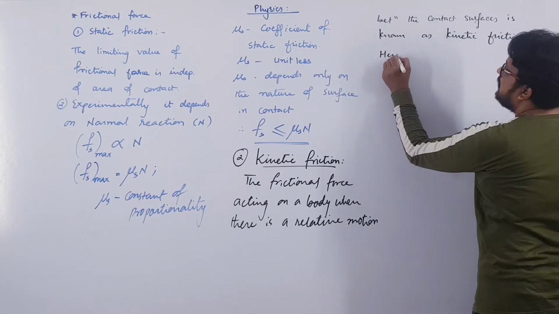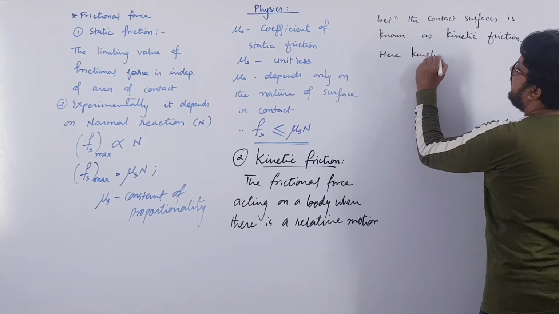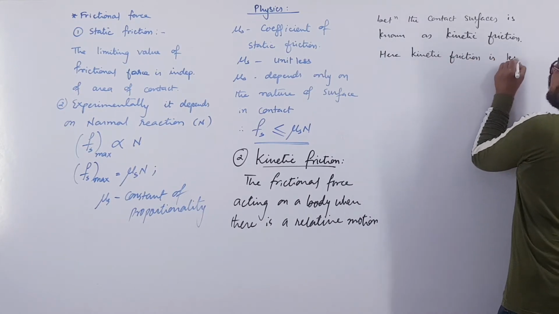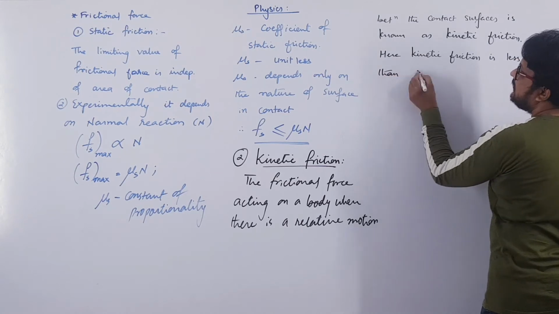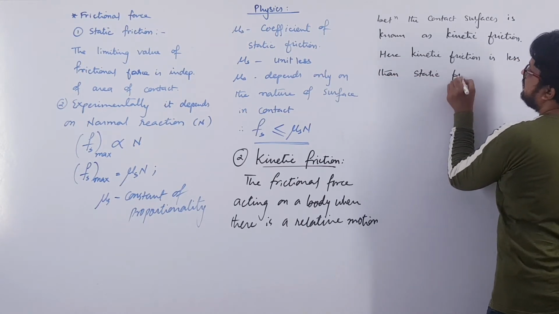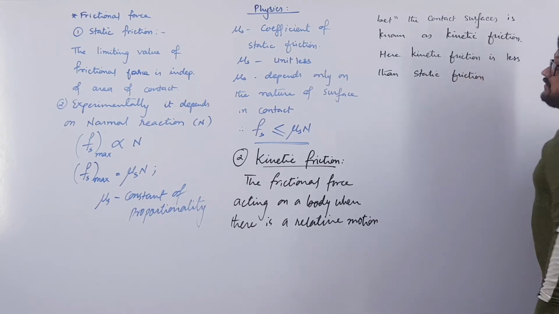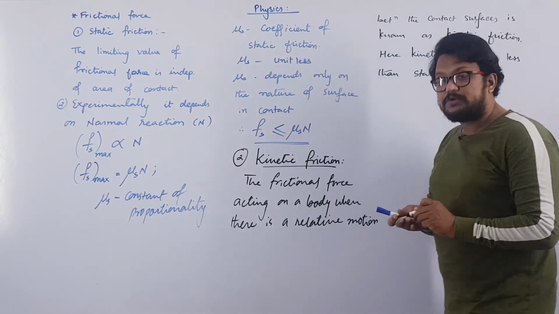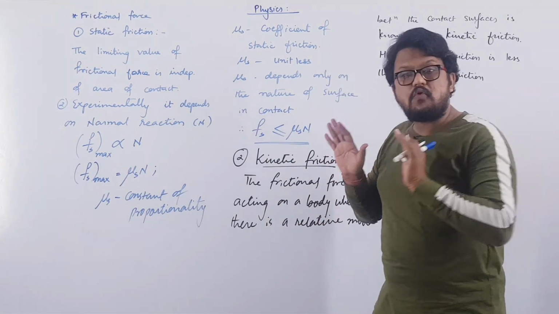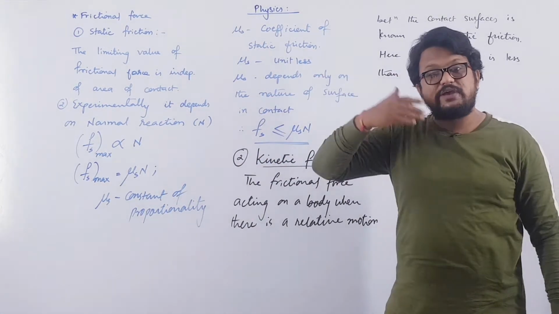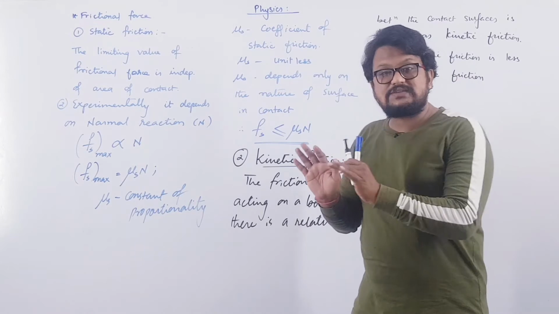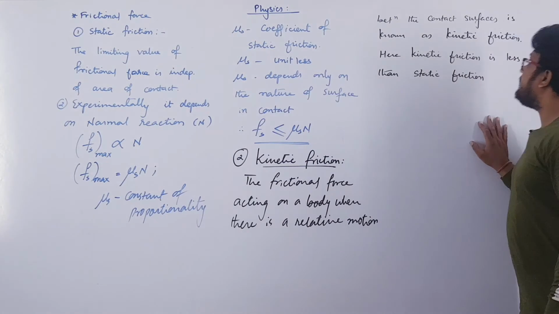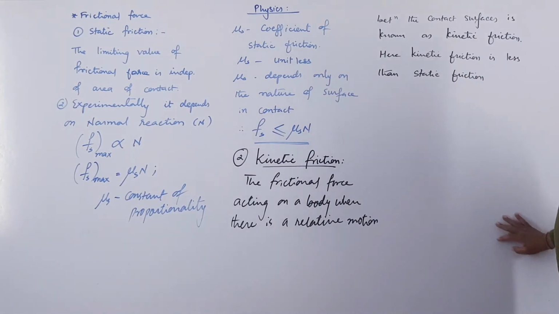Here, kinetic friction is always less than static friction, as we have discussed. You might have tried that, or you can try that. Suppose a vehicle is at rest, then you have to apply more force in order to make it move. Once the vehicle comes into motion, you have to apply less force compared to the initial force to maintain the motion of the body, right? So in that case, we can say that kinetic friction is always less than static friction.